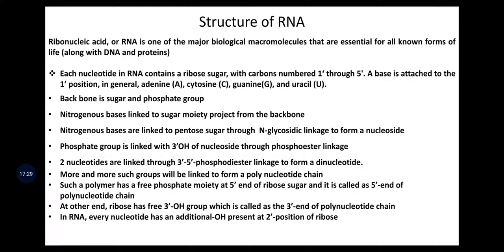Nitrogenous bases are linked to pentose sugar through N-glycosidic linkage to form a nucleoside. A phosphate group is linked with the 3'-OH of a nucleoside through phosphodiester linkage. Two nucleotides are linked through 3'-5' phosphodiester linkage to form a dinucleotide. More and more such groups will be linked to form a polynucleotide chain. Such a polymer has a free phosphate moiety at the 5' end of ribose sugar, and it is called the 5' end of the polynucleotide chain. At the other end, ribose has a free 3'-OH group, which is called the 3' end of the polynucleotide chain. In RNA, every nucleotide has an additional OH present at the 2' position of ribose.